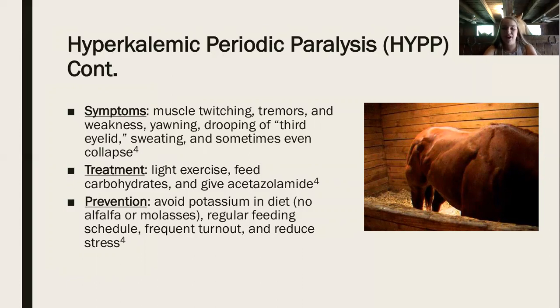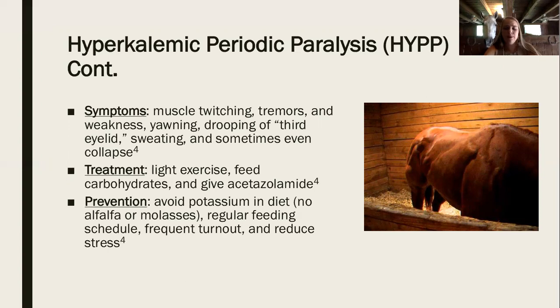To treat horses that are in episodes, you want to lightly exercise them. This may mean hand walking, a little bit of light lunging, just a little bit to get them out of the episode. You want to feed them carbohydrates. A lot of breeders and owners keep Karo syrup on deck to help treat that. And then a medical treatment is acetazolamide. It is a diuretic that will help pull potassium out of the bloodstream to excrete it. So the kidneys are pulling the potassium out to excrete it and get it out.